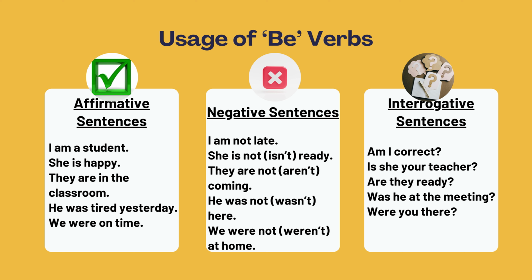Interrogative sentences. In interrogative sentences, the be verb comes before the subject to form a question. Examples: Am I correct? Is she your teacher? Are they ready? Was he at the meeting? Were you there? The be verb is inverted with the subject to ask a question. It's a simple and effective way to seek information.